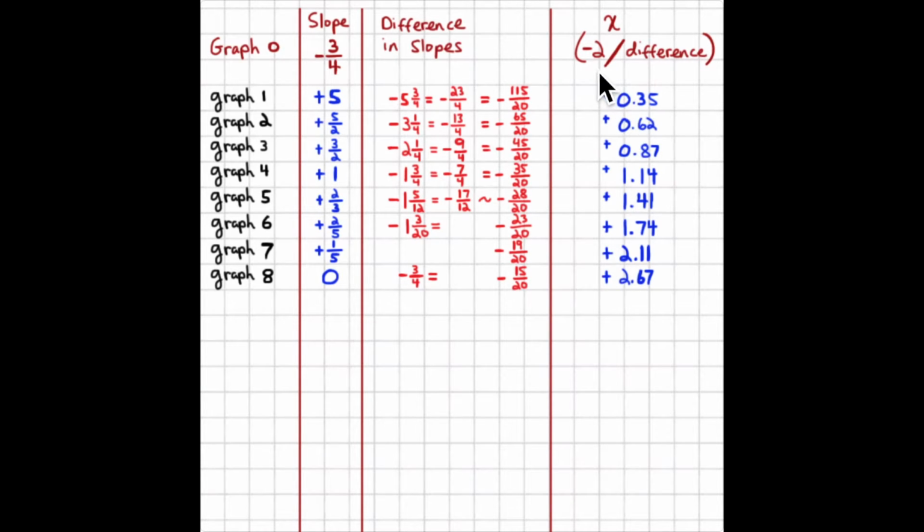And so you're dividing negative 2 by a smaller and smaller value, which is a negative value. So you're going to get a larger value for x. You're moving farther along the x-axis.